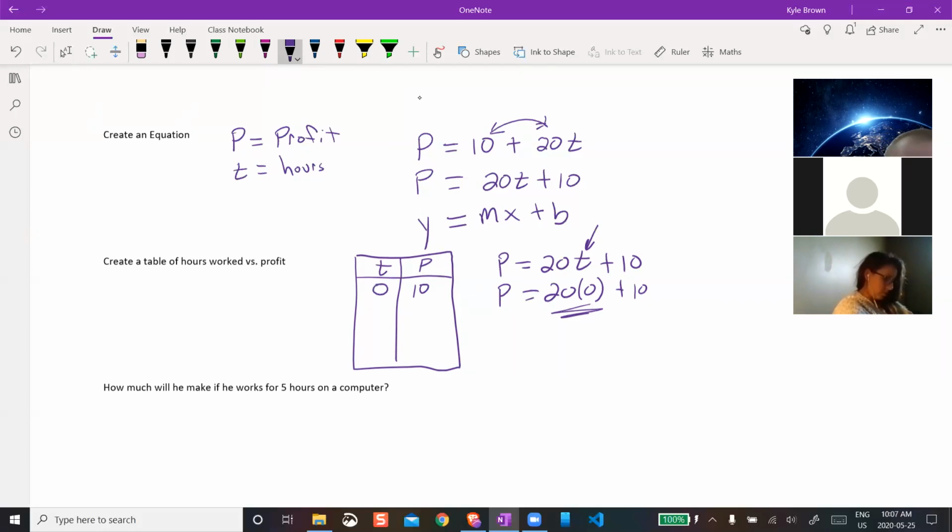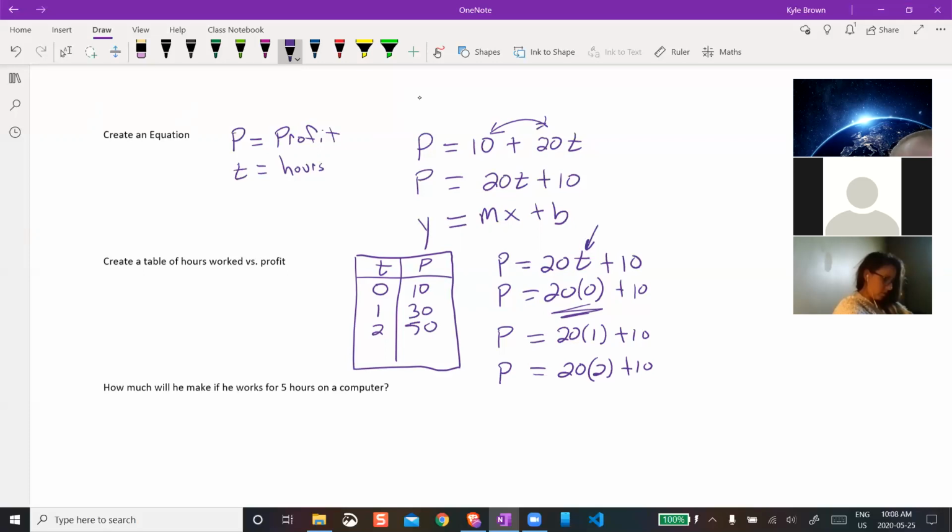Okay, so let's do the next one. After he works 1 hour, P is equal to 20 times 1 plus 10. 20 times 1 is 20 plus 10, that's 30. If you work 2 hours, then P is equal to 20 times 2 plus 10. 20 times 2 is 40 plus 10, that'd be 50. And we've got a pattern happening here. I probably don't even need to keep plugging this in.